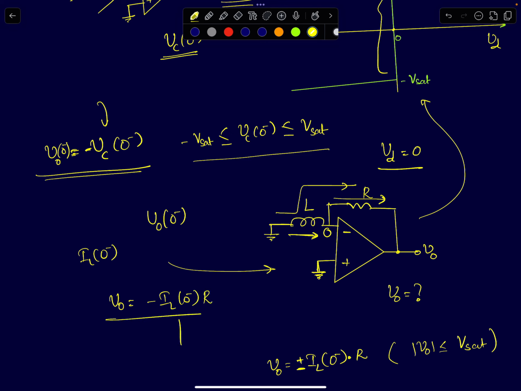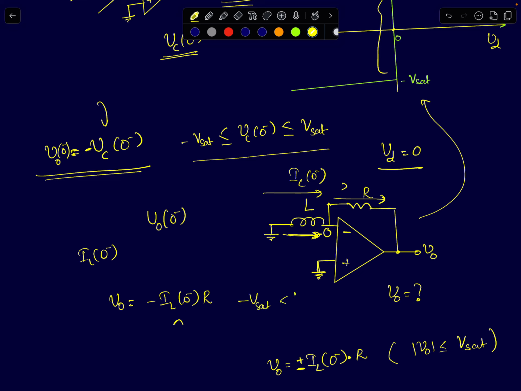Again, the inductor current can be of different polarity. It can be either flowing in this direction or this direction. Depending on that, the output voltage can be either positive or negative. So in this case, I have assumed the direction of IL 0 minus to be flowing into the inverting terminal. So this is the direction. Therefore, your V naught will be minus IL of 0 minus times R. Again, this value can be any value between minus Vsat and plus Vsat.